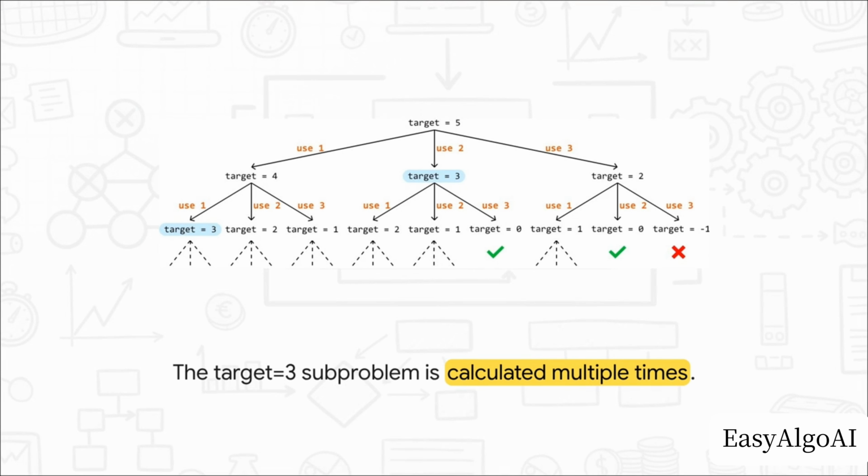Let's look back at our messy brute force tree for a second. Notice those highlighted sections? We are calculating the exact same subproblem for target equals 3 completely from scratch on the left side of the tree, and then doing it all over again in the middle of the tree. The computer's just wasting precious time doing identical work. In computer science, we call these overlapping subproblems.